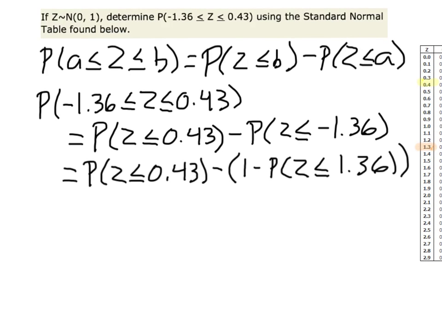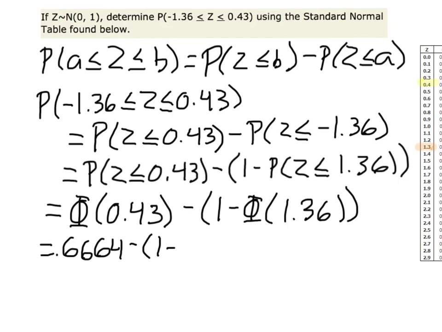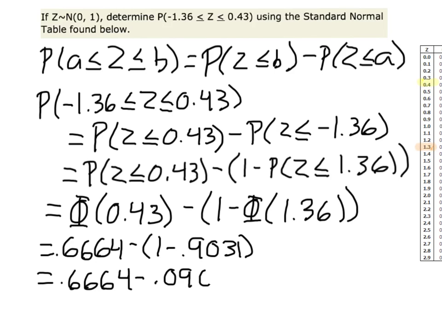Rewrite the standard notation for these probabilities. And now we can substitute in the numbers we found from our standard normal table. We found 0.6664 minus the quantity 1 minus 0.9031, which we will find to be 0.6664 minus 0.0969, which finally is 0.5695.